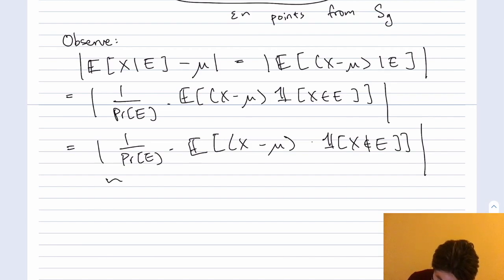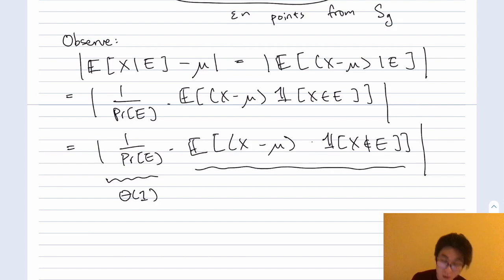And now we're almost done, because this quantity, 1 over the probability of E, we know it's certainly at least some constant. So this is like theta of 1. And this we know is small by our lemma, because the probability that I land outside of E is at most epsilon over 2. So this is, up to constants, at most root epsilon. So overall, this entire thing is up to constants at most root epsilon.